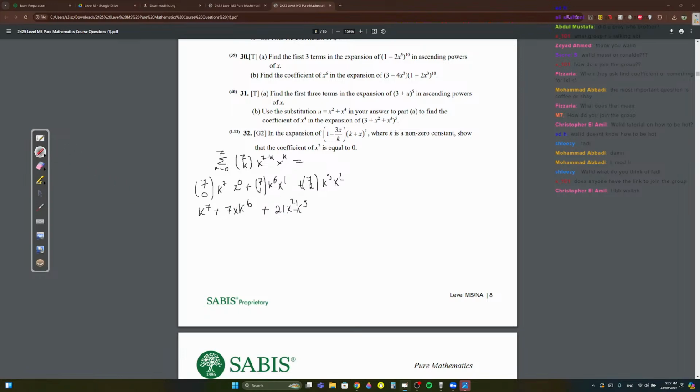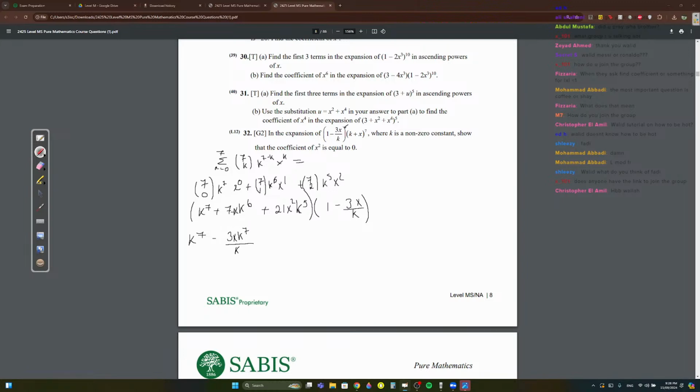Okay, we want to expand this and multiply by this, so we're going to multiply by 1 minus 3x over k. K to the power of 7 times 1 is k to the 7. K to the power of 7 times minus 3x over k is minus 3x k to the power of 7, over k. We'll simplify later.